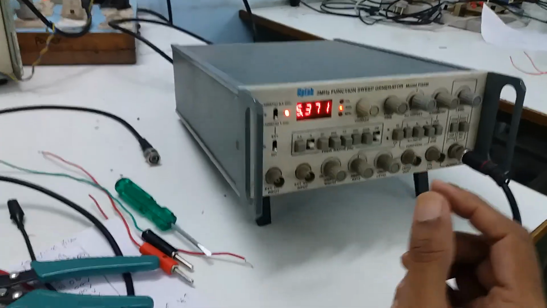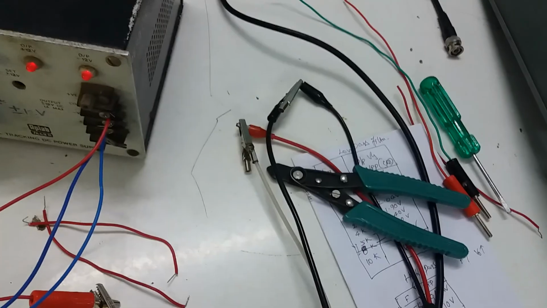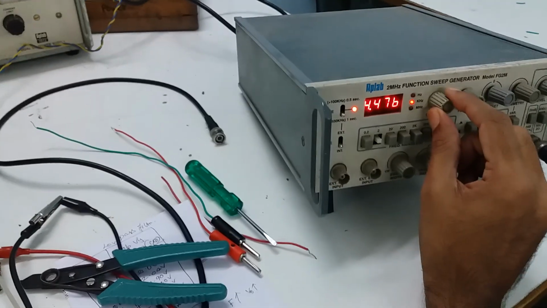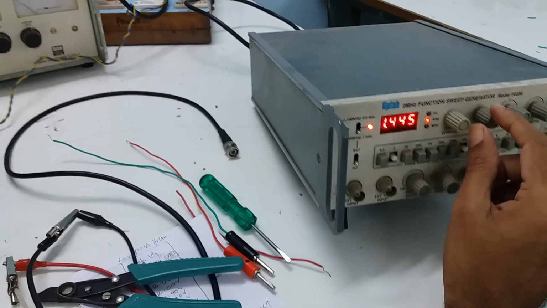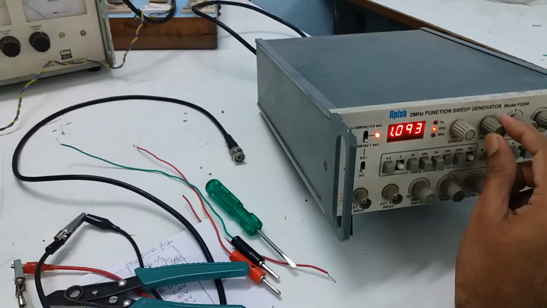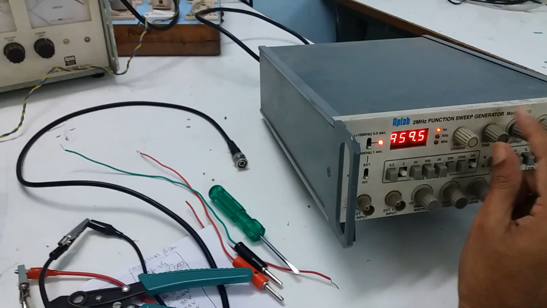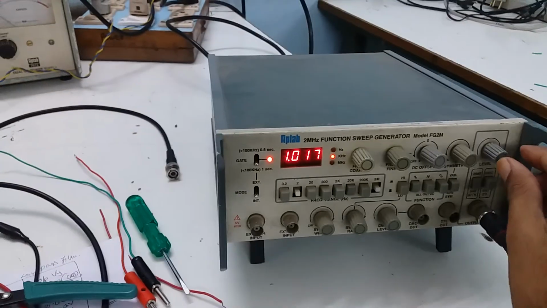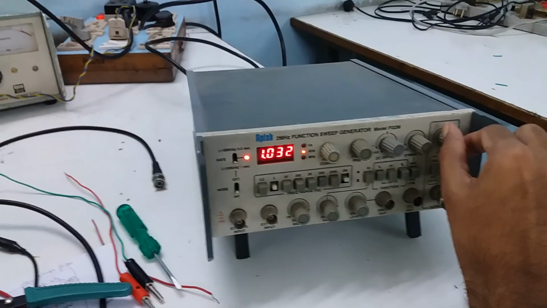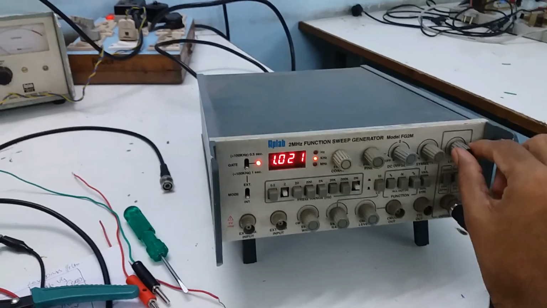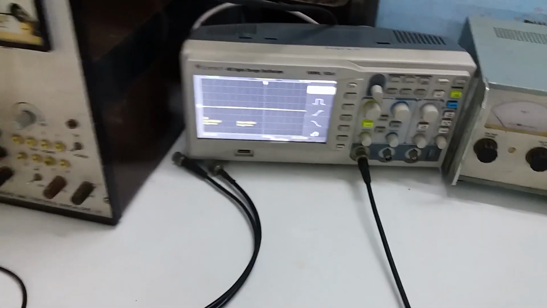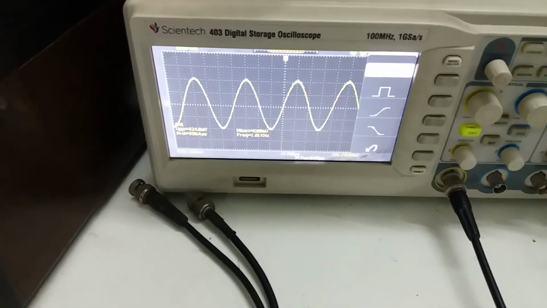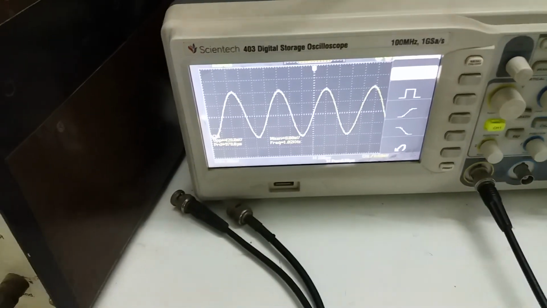So set the frequency. I want to set about 1 kilohertz. One kilohertz frequency is set, and then the level. So this is the level. I will minimize it. It's at maximum, so I will reduce it to a 0 level. Then press auto, and you can see the waveform. Yes, sine waveform. It's a sine waveform we have given.